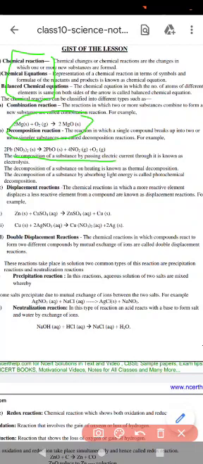If decomposition takes place in the presence of sunlight, then it is termed as photochemical. The basic examples are AgBr, AgCl. As I told you in online classes, you can learn that one. Okay. Now another reaction is displacement reaction.